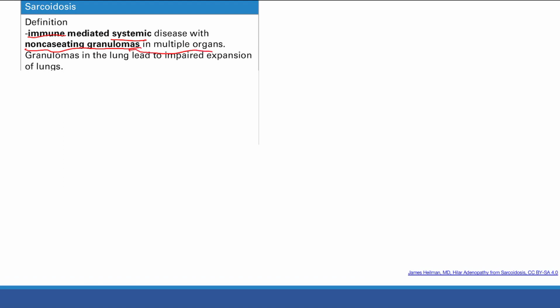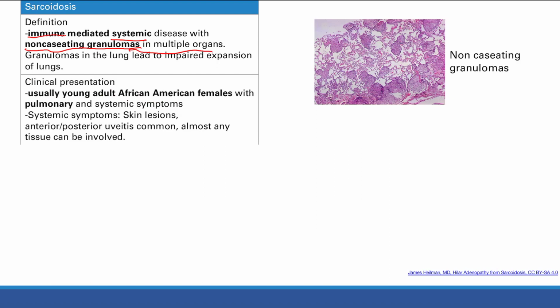Non-caseating granulomas in multiple organs in sarcoidosis. And it's the granulomas in the lung that are going to lead to impaired expansion of the lung, hence restrictive lung disease. Remember, all of these things we're talking about cause restrictive lung disease. So this one is also of unknown etiology. This picture here is the non-caseating granuloma.